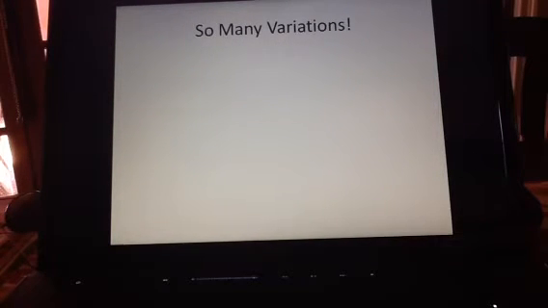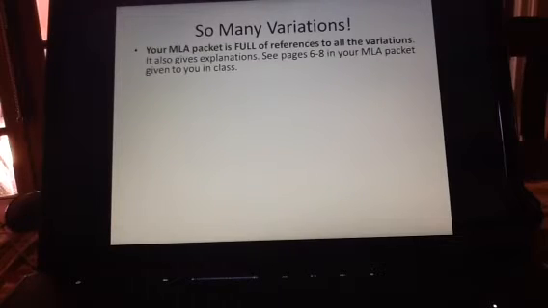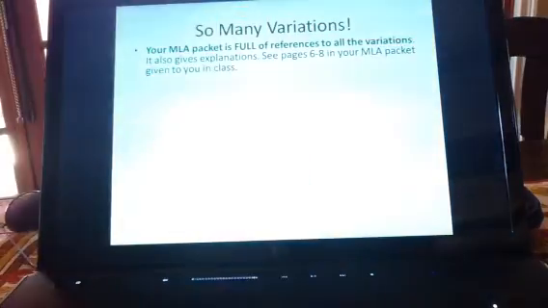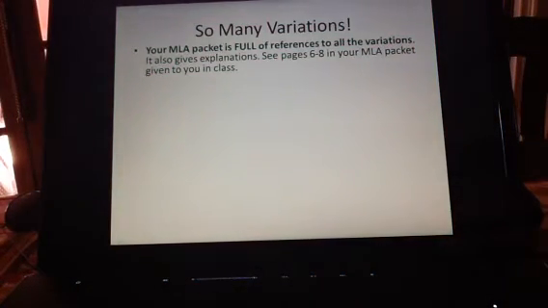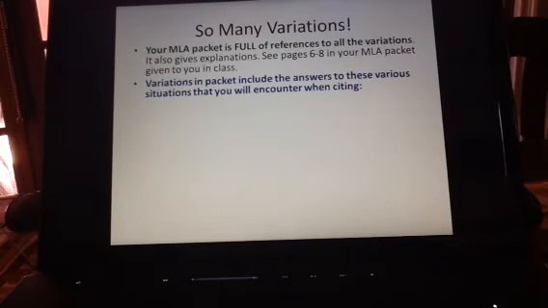So we talked about variations. There are so many variations. So again, your MLA packet, where I pointed out, is full of them. If you turn to page 6 in your packet, you'll notice that it talks about all the variations. So let me show you. About halfway down, it says variations. So there is some basic standard format, like I've modeled for you in the previous slides, but you can't predict how many types of sources you're going to see, and I can't predict all the variations for all my students, and that's why your resource is really, really important.